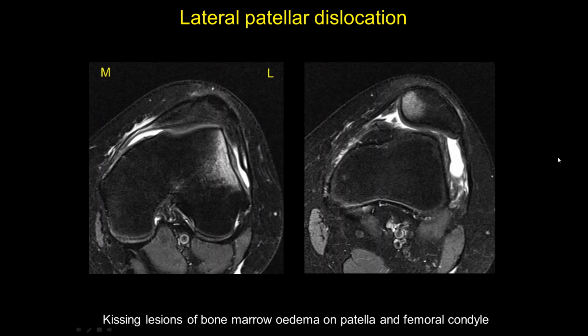But this is about MRI of the pediatric knee. So this is how it looks on MRI. Typically we see kissing lesions of bone marrow edema, both on the patella and on the femoral condyle.